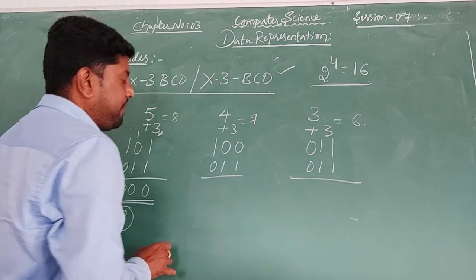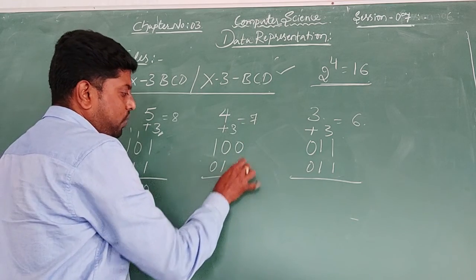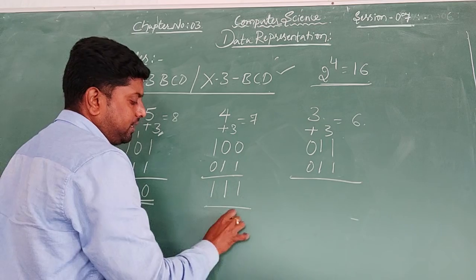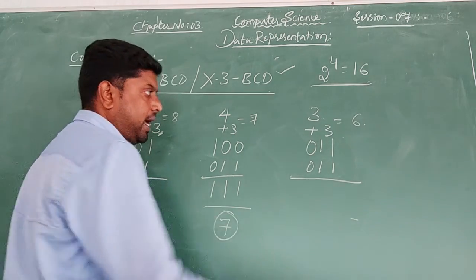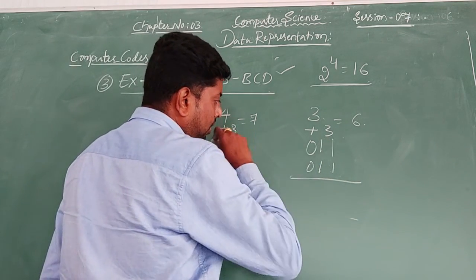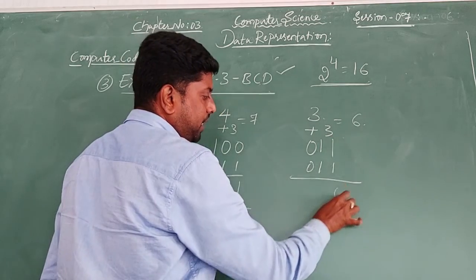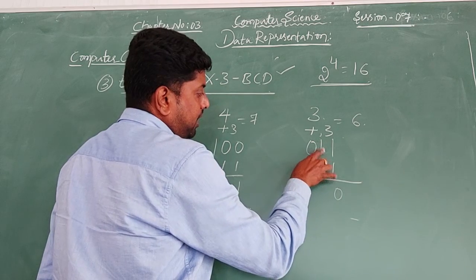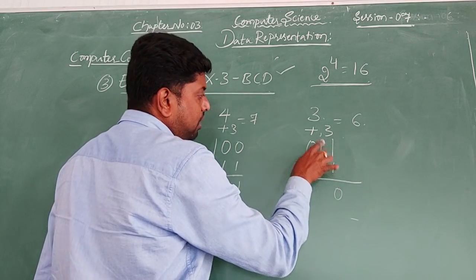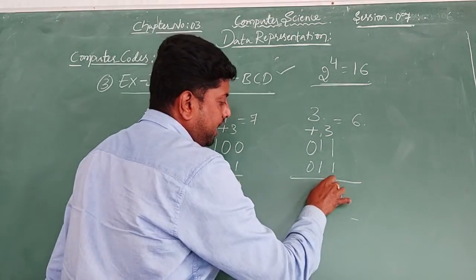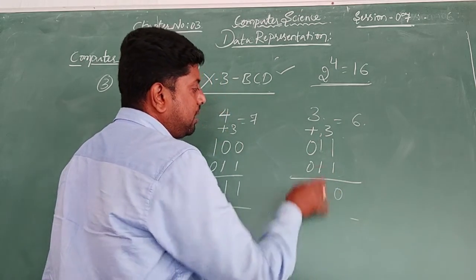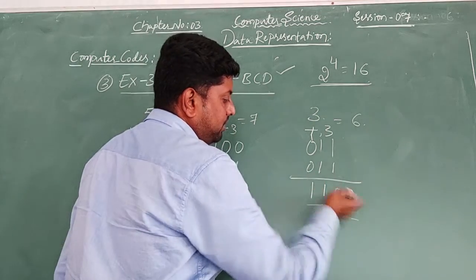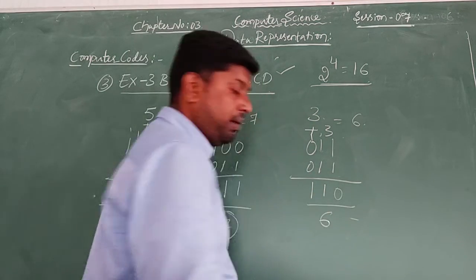Like that, for 7, 4 plus 3: 0 plus 1 is 1, 0 plus 1 is 1, 1 plus 0 is 1, so the 3 digit code, then this is 7. Then 3 plus 3 is 6. 1 plus 1 is 0, carry should be 1. 1 plus 1 is 0, 0 plus 1 that should be carry 1, 0 plus 1 is 1, 0 plus 1 is 1, double 1, 0, that is 6.